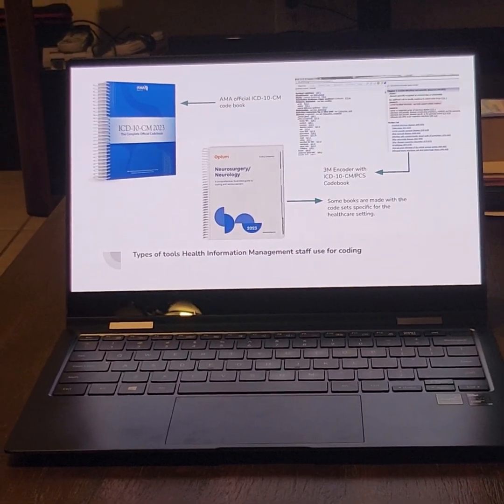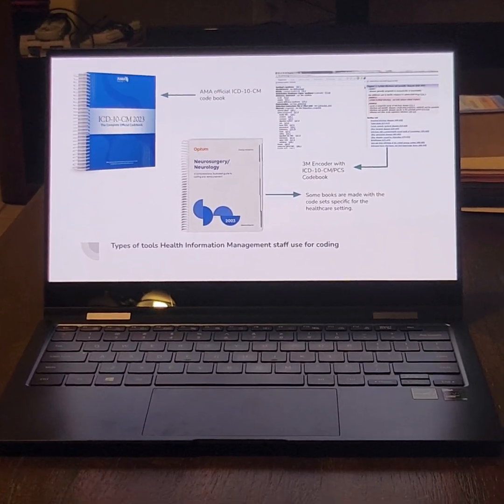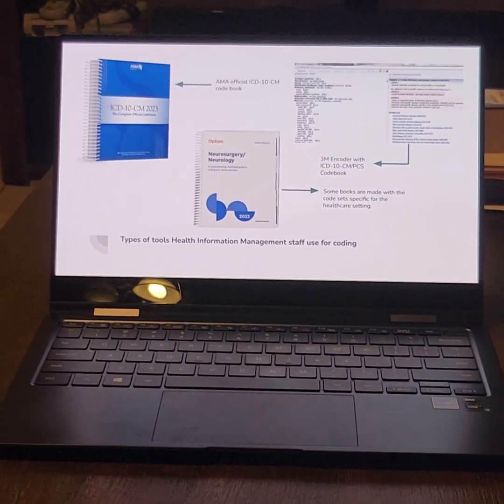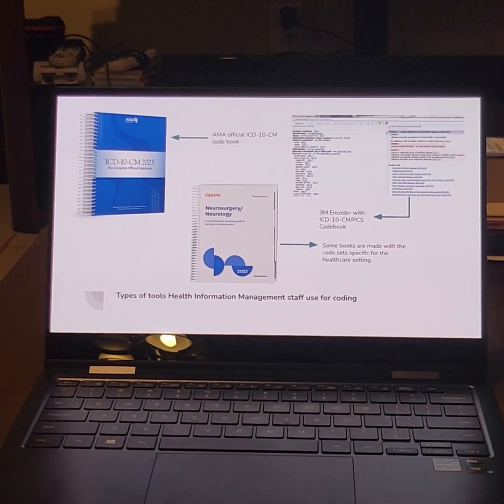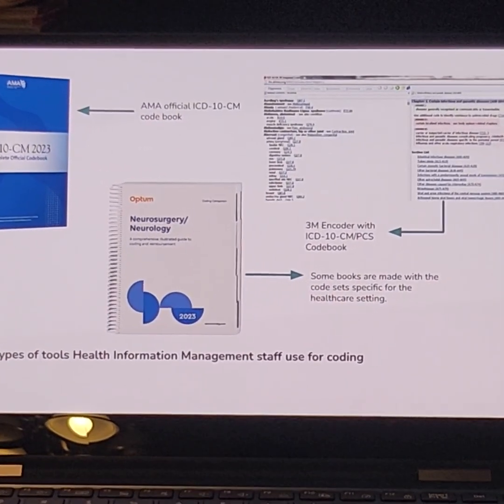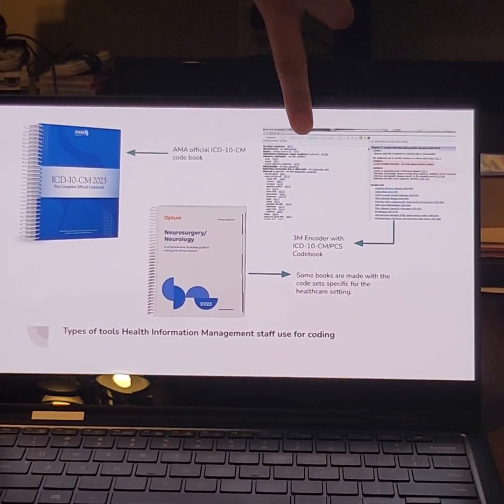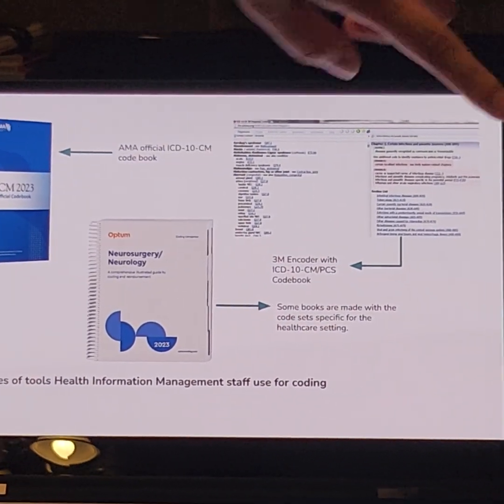And then the one I'm going to use for my examples will be the 3M encoder with the ICD-10-CM and PCS codebook. If you can see here, there's the alphabetic index and then the tabular list.